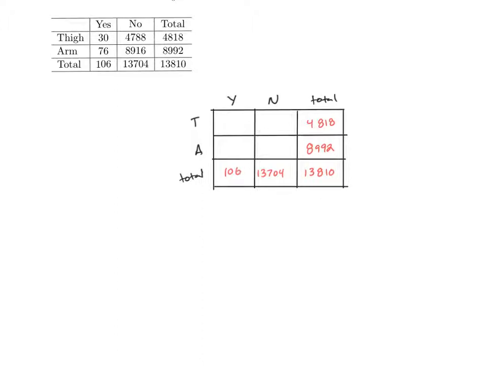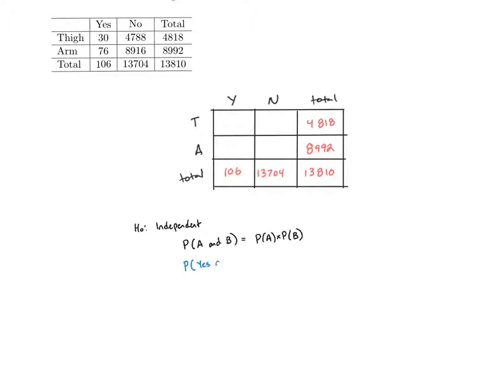Now, to figure out where I'm going from here, I need to remember that my null hypothesis in a chi-squared test for independence is that my variables are in fact independent. And if I'm assuming things are independent, I can think back to my probability, which tells me that the probability of A and B is equal, if these two are independent, to the probability of A times the probability of B.